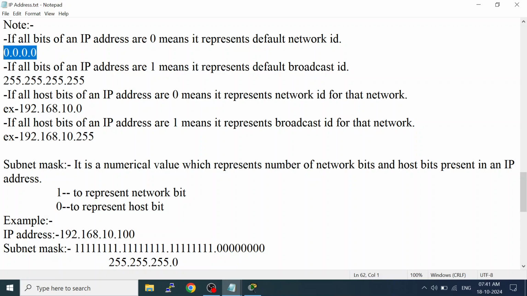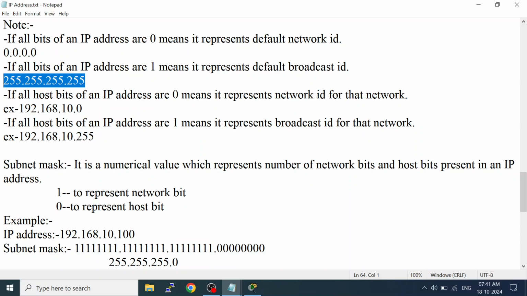Next is, if all bits of an IP address are 1, it doesn't mean 1.1.1.1. It means all binary 1. So when you convert it into decimal, it becomes 255.255.255.255. Okay. So it represents the default broadcast ID. Default broadcast ID means I have to send a message to all, whether it belongs to any class, anything. Then I will send my message on this IP address, as the destination IP.